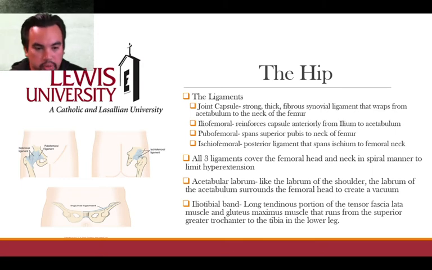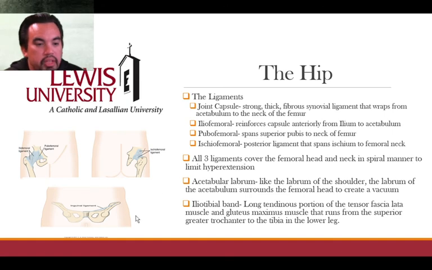And then lastly, we have the iliotibial band, which is a long tendinous portion of the tensor fasciae latae that goes from the TFL, the tensor fasciae latae, down into the glute maximus and runs down into the tibia in the lower leg.